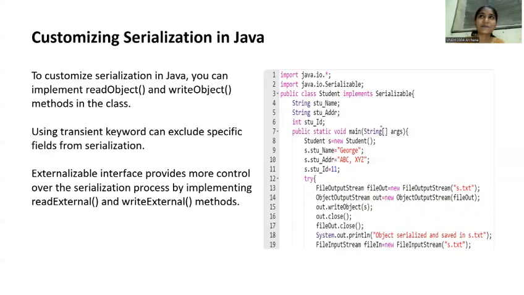And next is customizing serialization in Java. This customizing can be implemented using the readObject and writeObject methods in the class. The Externalizable interface provides more control over serialization, by implementing readExternal and writeExternal. So these are the methods readExternal and writeExternal. These are the methods used to customize the serialization. Here is a code for it.